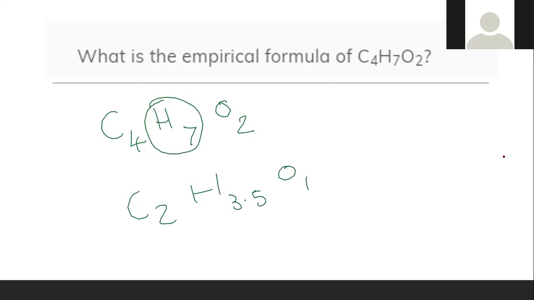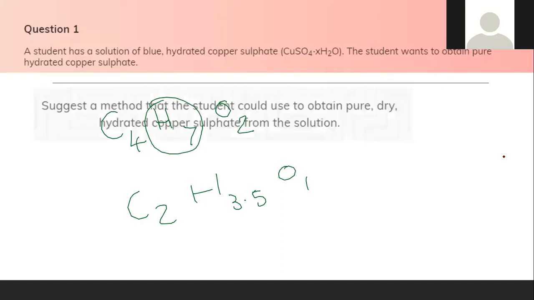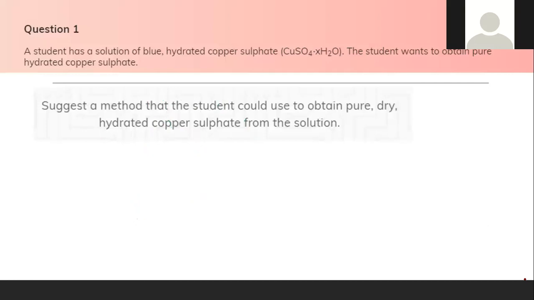So that's clear there. Now going into a bit more complicated questions again. A student has a solution of blue hydrated copper sulfate. I'm going to underline the word hydrated because that's really important. The student wants to obtain pure hydrated copper sulfate. Suggest a method that the student could use to obtain pure dry hydrated copper sulfate from the solution.